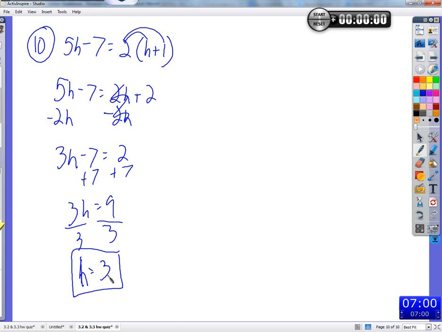Alright, I wouldn't spend time on this if I didn't think it was important, okay? So don't just wait around for me to say important things. I always say important things. Pay attention always. Alright? So, three is the solution. What does that mean? What is the solution? What does it mean that three is the solution to this equation?